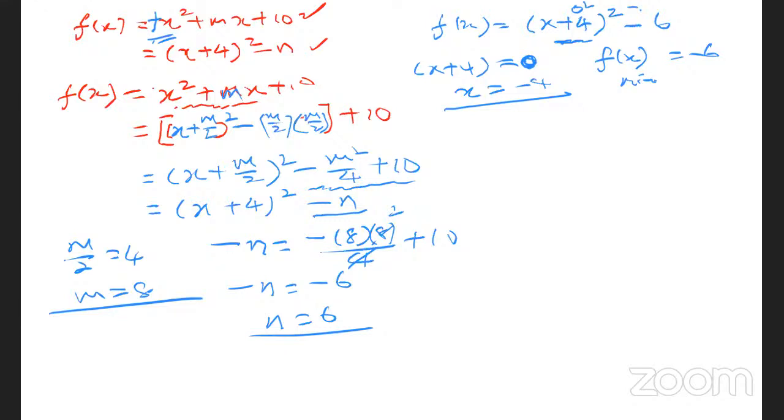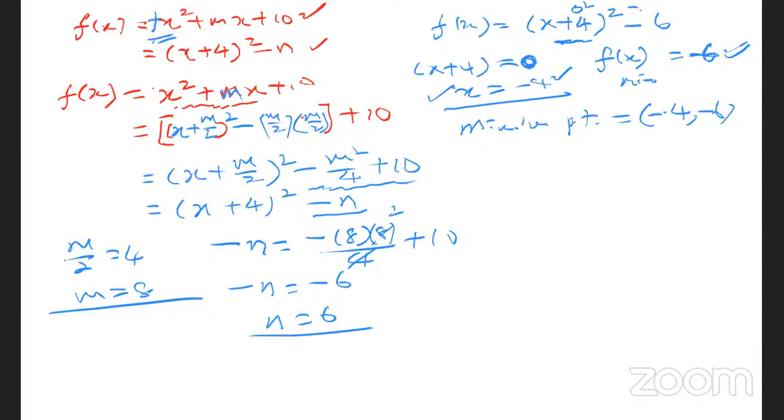Therefore, the minimum point is the axis of symmetry plus the minimum value. This is called a value. So for the minimum point, you write minimum point. Don't write f(x) minimum. Minimum point goes to negative 4, negative 6. You combine the axis of symmetry and the minimum value.